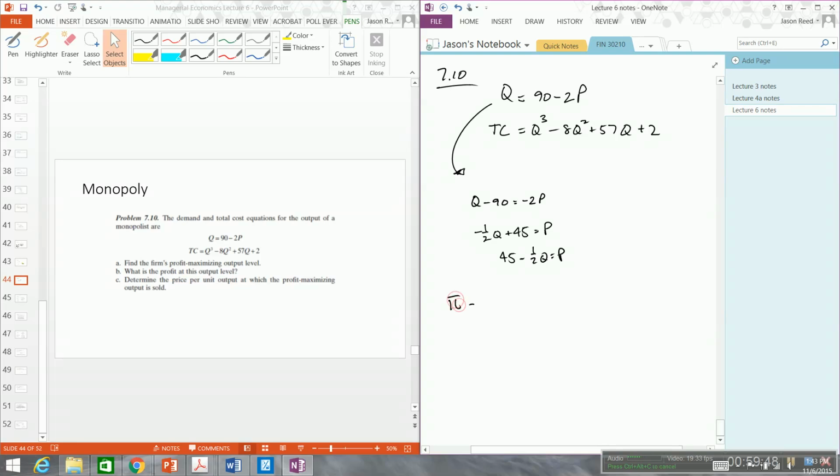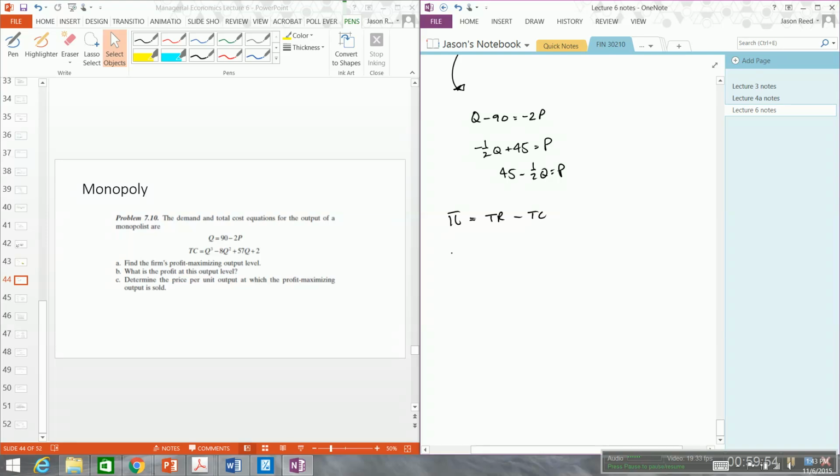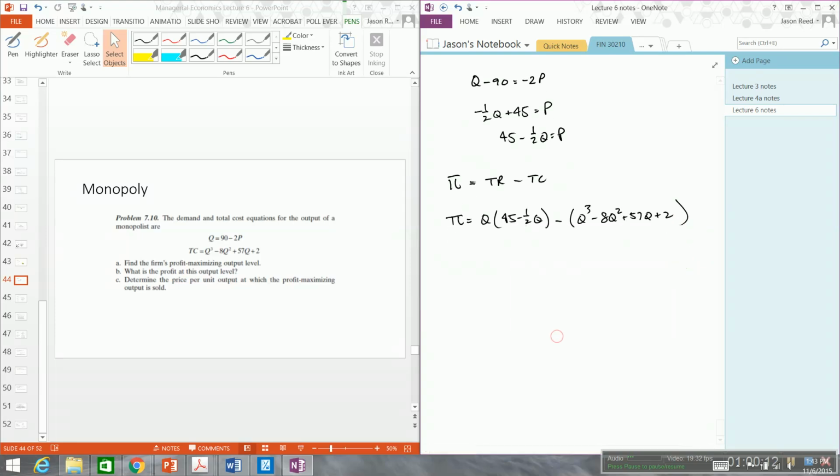So now our profit equation, profit is equal to total revenue minus total cost. I can plug in some values here. I know that profit is going to be equal to Q times 45 minus 1/2 Q, minus Q cubed minus 8Q squared plus 57Q plus 2. So let's do the first derivative, d pi dq. So I get 45 minus Q minus 3Q squared plus 16Q minus 57Q equal 0.